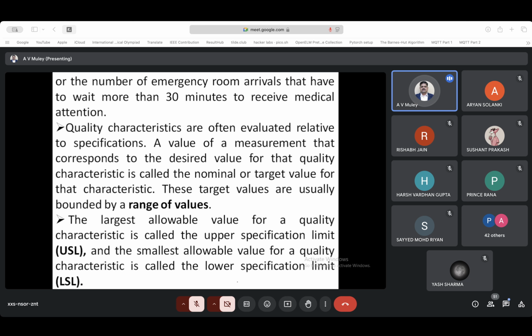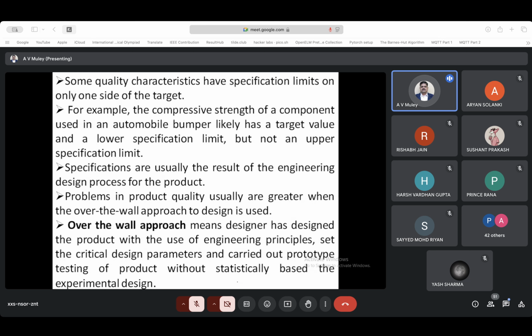Some quality characteristics have a specification limit on only one side of the target. We may have seen that earlier, where the limit is zero or higher. For example, the compressive strength of a component used in an automobile bumper is likely to have a target value and a lower specification limit, but not an upper specification limit.